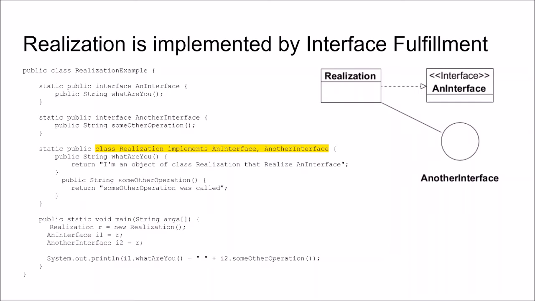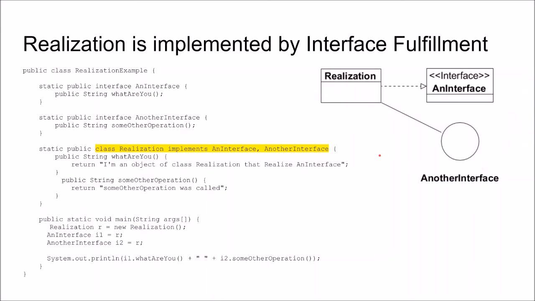Realization is implemented by interface fulfillment. Often this also has a special keyword in an object-oriented programming language. In Java, it's implements. So in this case, realization implements an interface and another interface. The UML notation for this looks like this.